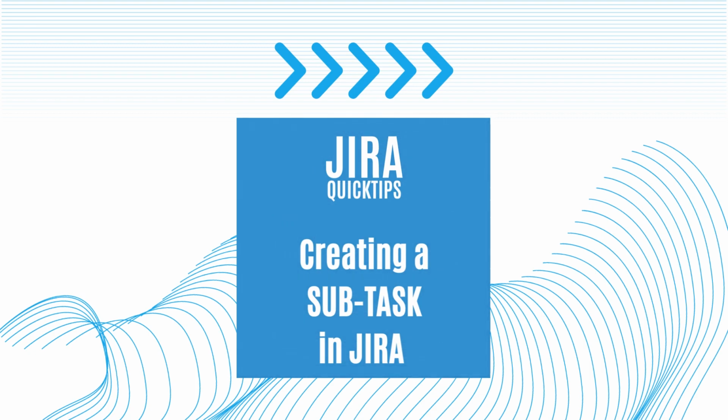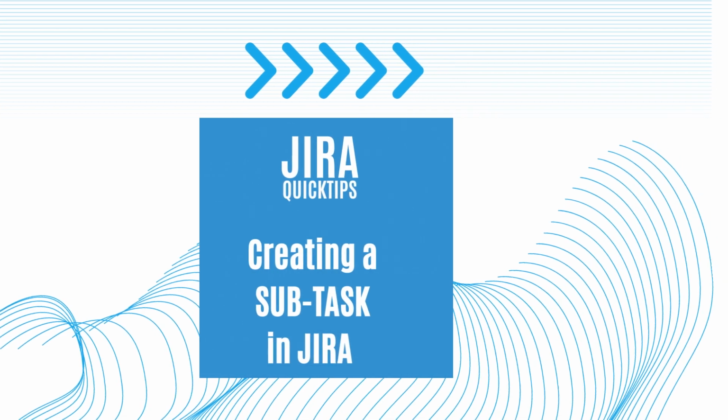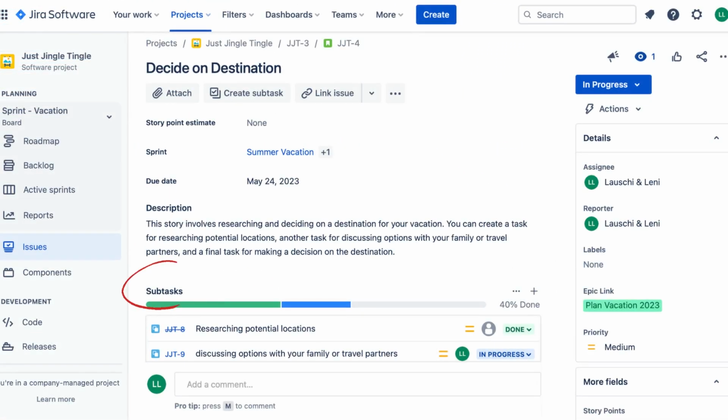JIRA is a software tool used for project management, issue tracking and bug fixing. Subtasks are smaller tasks that are part of a bigger project. Let's say you're planning your vacation and you need to create subtasks to organize everything. There are two easy ways to create a subtask in JIRA.